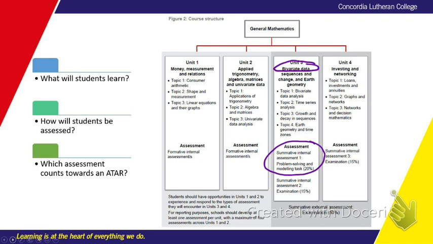The next piece of assessment that they do is an internal exam worth 15%, and that is on all of Unit 3. The next piece of assessment they will do is another internal assessment, also worth 15%, and it will be on generally work from Unit 4, but it can include some work from Unit 3. The final assessment that they do is an externally set examination that contributes 50% to their overall mark.